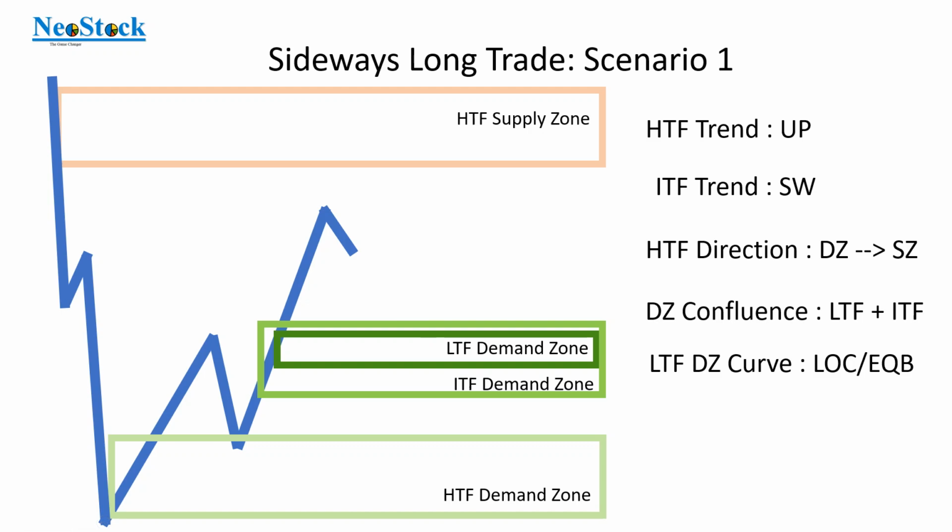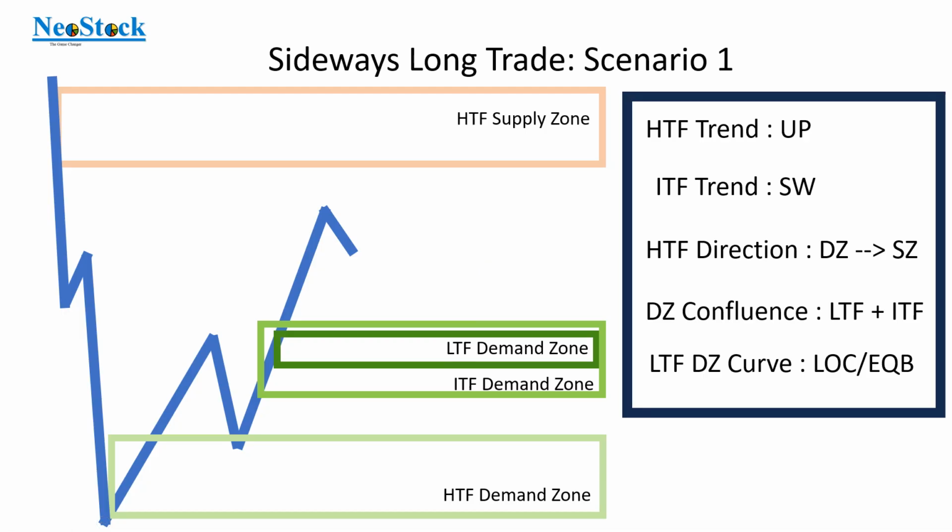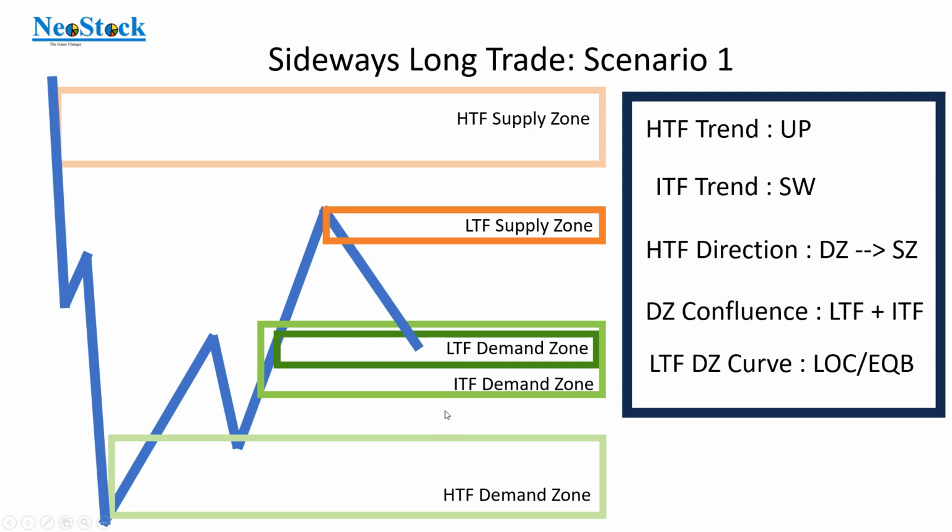But what about the target? So the target should be until the LTF supply zone. Let us assume there is a LTF supply zone available here. So once the prices reach here, you can plan the trade and the target should be up to this lower time frame supply zone. So let us assume prices reached here. So can we plan a trade? Yes, you can plan a trade provided all the checklist items are satisfied.